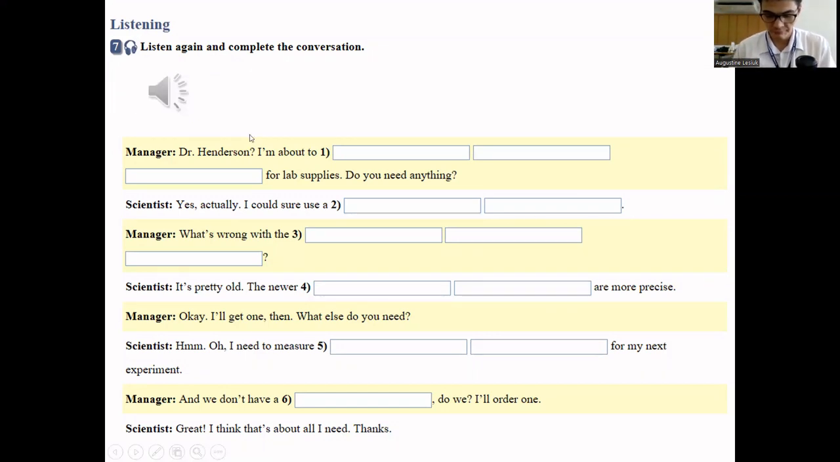Exercises 6 and 7, page 11. Dr. Henderson, I'm about to place an order for lab supplies. Do you need anything? Yes, actually, I could sure use a new balance. What's wrong with the one you have? It's pretty old. The newer analytical balances are more precise. Okay, I'll get one then. What else do you need? Oh, I need to measure brightness levels for my next experiment. And we don't have a spectrophotometer, do we? I'll order one. Great. I think that's about all I need. Thanks.